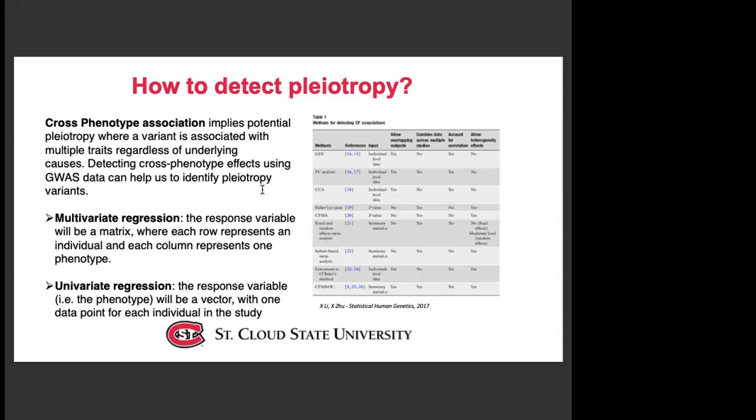Another method is what we call univariate regression. We just run the regressions separately and then combine the results together to see which one, with one data point for each individual in the study.